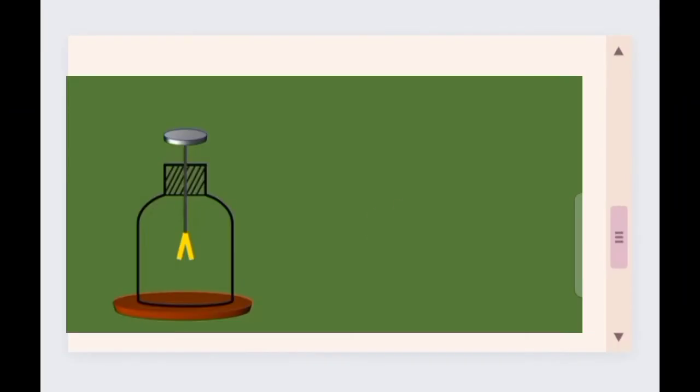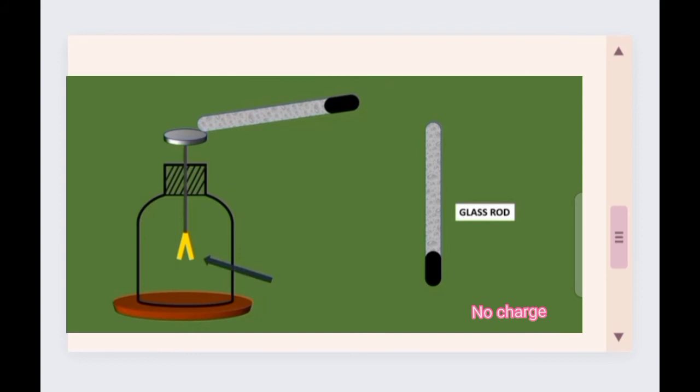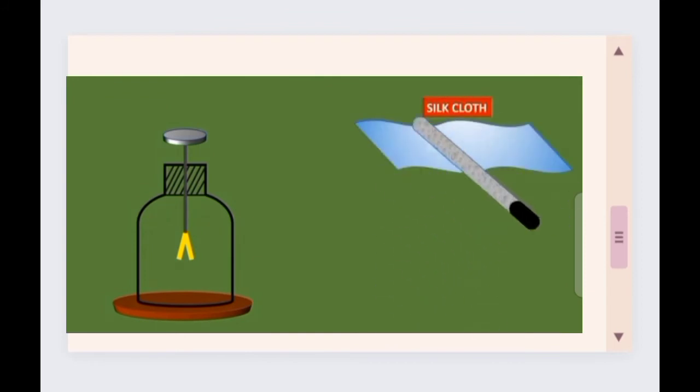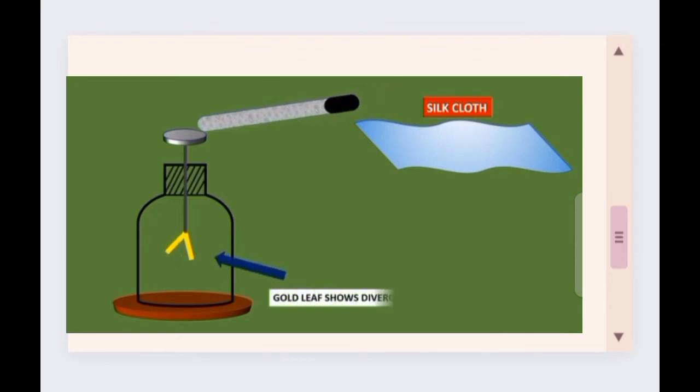Let's start the activity. Here is a glass rod. It has no charge. When the brass disc of the gold leaf electroscope is made to touch the glass rod, its gold leaf shows no divergence. That means the gold leaf is in a fully collapsed position. Now take a silk cloth and the glass rod. Rub the glass rod with the silk cloth. Now the glass rod is made to touch the brass disc of the gold leaf electroscope. Then its gold leaf shows divergence. The divergence of the gold leaves remains even if the glass rod is removed.